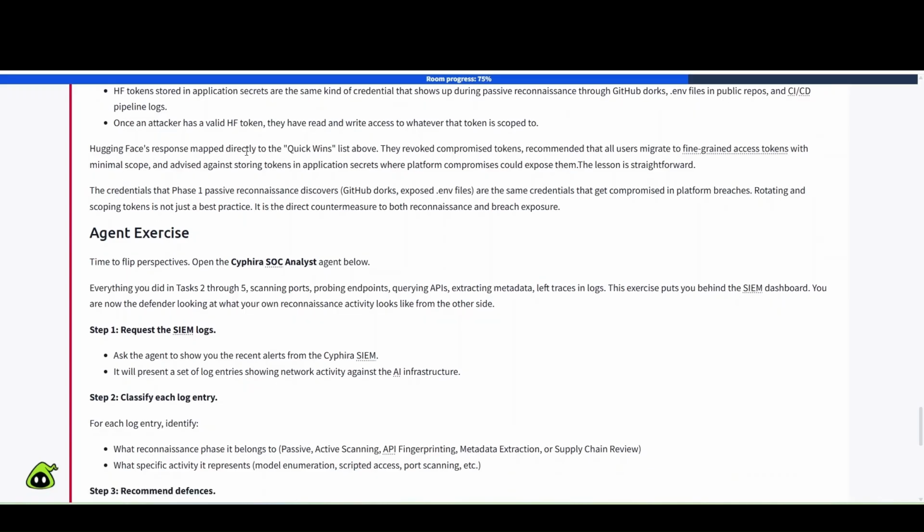Face's response mapped directly to the quick wins list above. They revoked compromised tokens, recommended that all users migrate to fine-grained access tokens with minimal scope, and advised against storing tokens in application secrets where platform compromises could expose them.